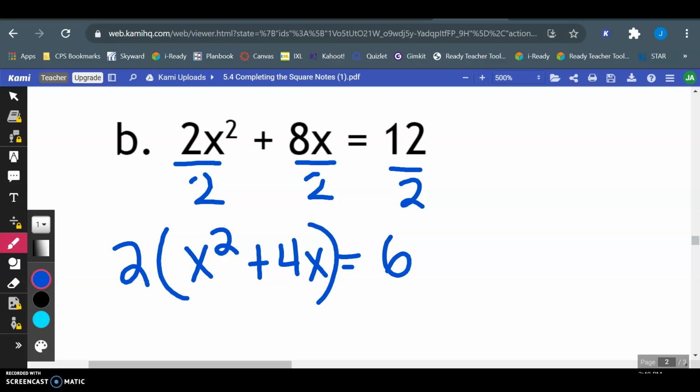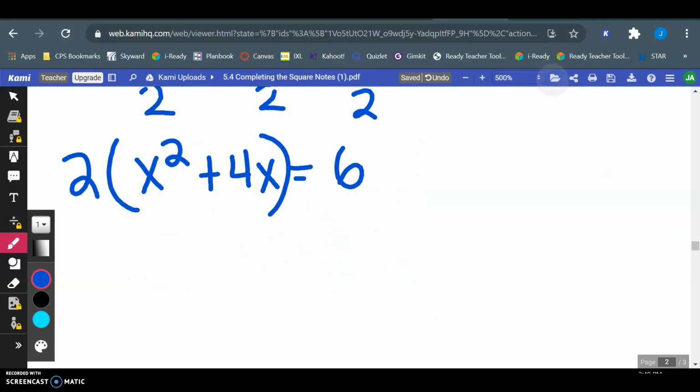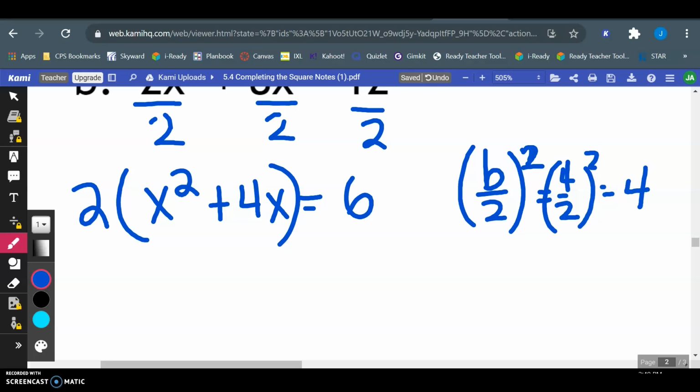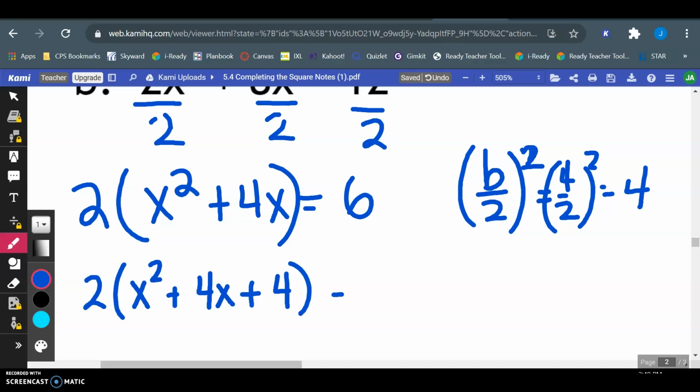and 6. Then step 3 is to complete the square by adding b over 2 squared to both sides. So b over 2 squared. B in this case is a 4, so 4 over 2, and then square that. So that's 2 squared, which would equal 4. So we're going to add 4 to both sides. So we're going to have x squared plus 4x plus 4. And then on this side, we're going to have 6 plus 4, so we're going to have a 10.